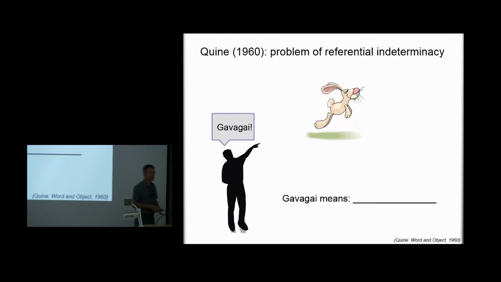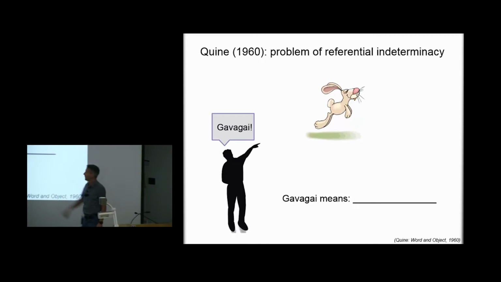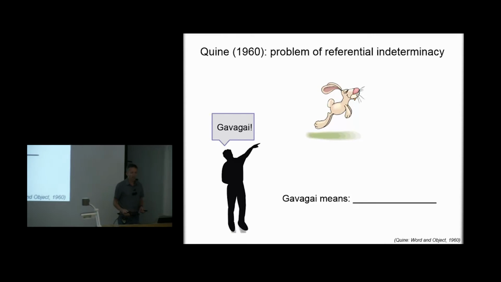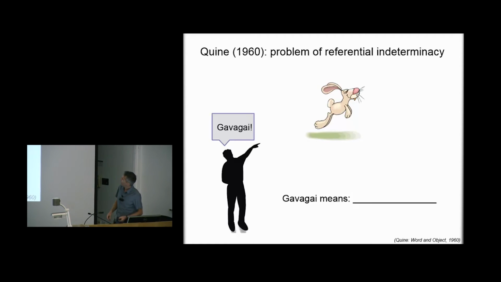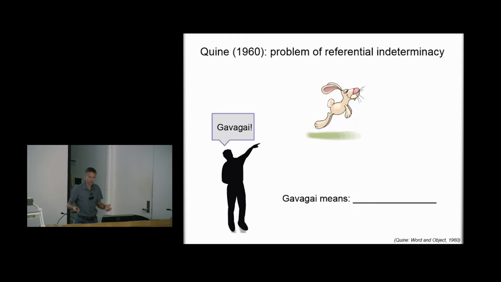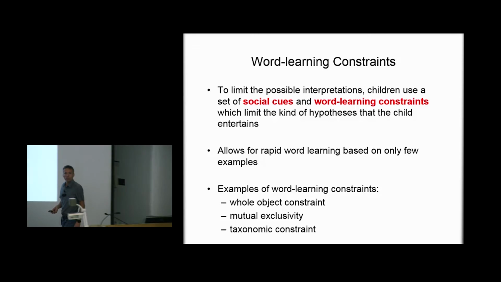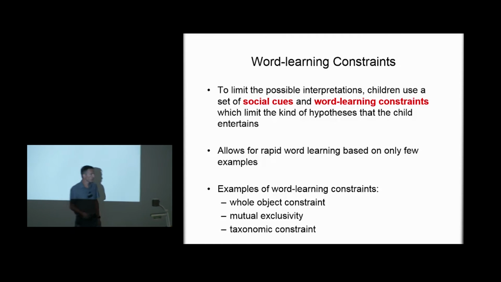Quine's famous example is when a person points to a bunny that's hopping on a field and says, "Gavagai." Now, how do we know what the word gavagai means? Because gavagai could refer to bunny, it could refer to fuzzy, it could refer to floppy ears, it could refer to jumping or the color brown. When you think of it, there's an infinite number of things that a word can refer to. So how do kids then deal with this complexity, this problem of referential indeterminacy?